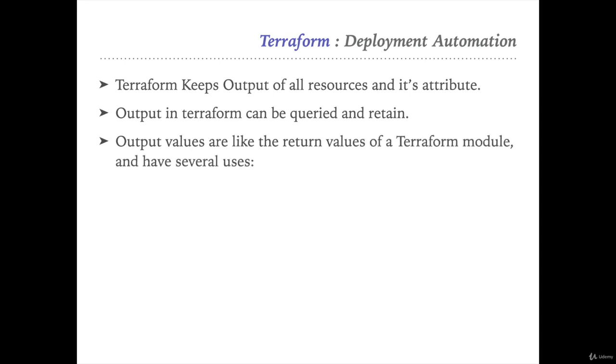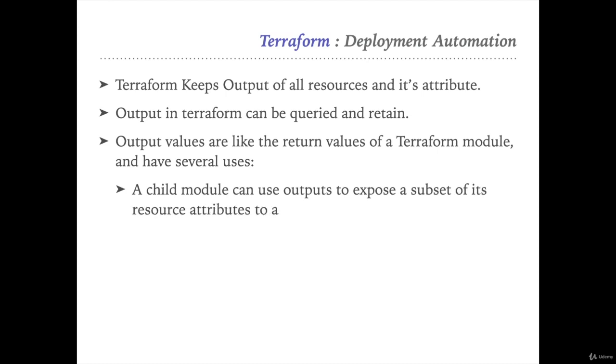Output values are like return values of a Terraform module and have several use cases. The first one is that a child module can use output to expose a subset of its resource attributes to the parent module. It means if we are following multiple modules, and inside the configuration we have parent and child modules, then in the child module you can expose the output of some subset which can be used further by the parent module. So if we have a multi-level hierarchy in the configuration and we want data which is being calculated or created by the child module in the parent module, we can do that with the help of the output.